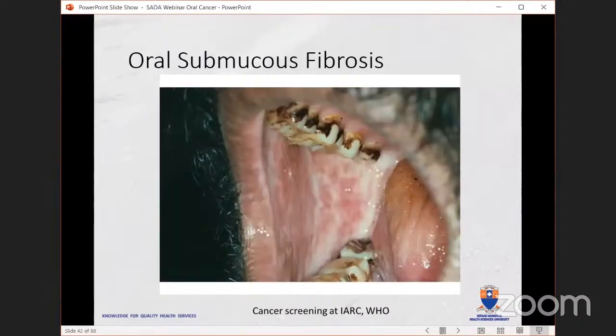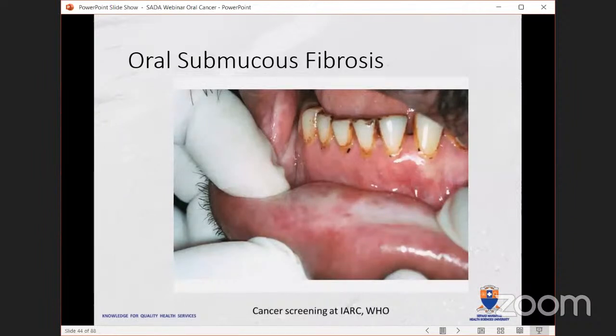Oral submucous fibrosis occurs due to progressive fibrosis of the oral mucosa resulting from chronic use, for example, of areca nut or similar carcinogens. Now, these patients are reportedly likely to develop oral cancer. And one prospective study that followed 371 oral cancer patients reported that 30% of these oral cancer patients had a history of oral submucous fibrosis. This slide shows you the pale and the firm submucous tissue in this patient with oral submucous fibrosis.